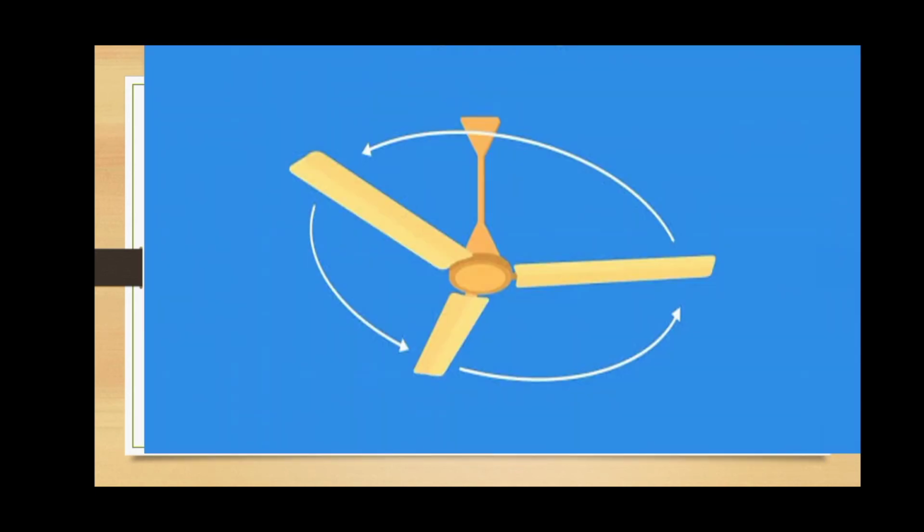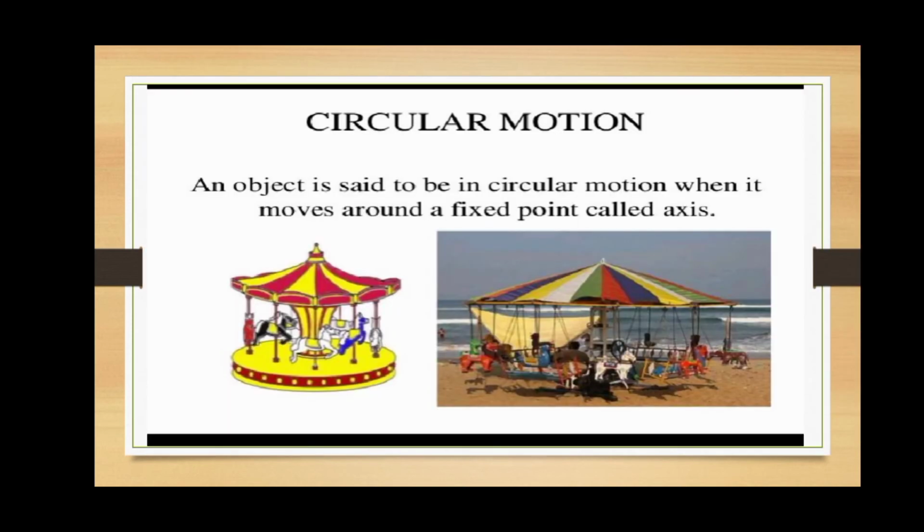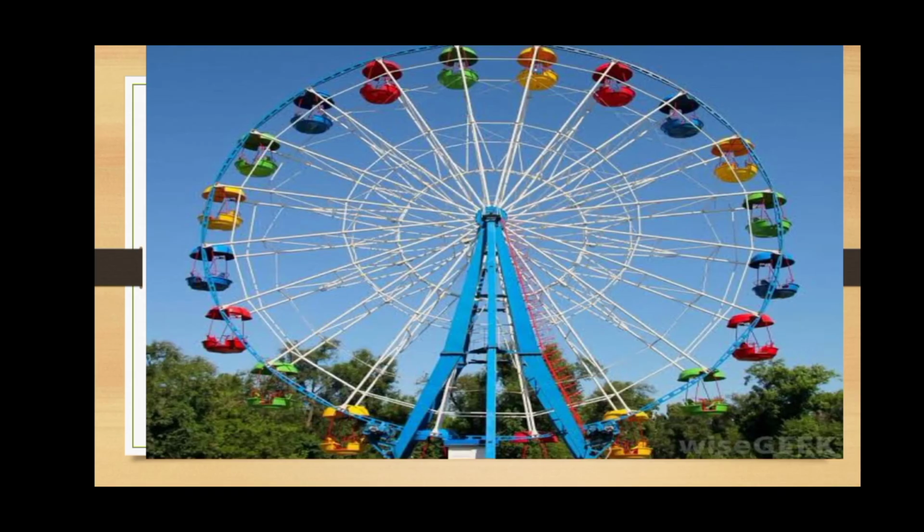How do the blades of a fan move? They move along a circular path, right? This type of motion is called circular motion. That means an object is said to be in circular motion when it moves around a fixed point called the axis. The merry-go-round, the giant wheel, etc.